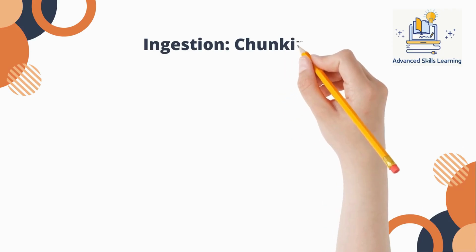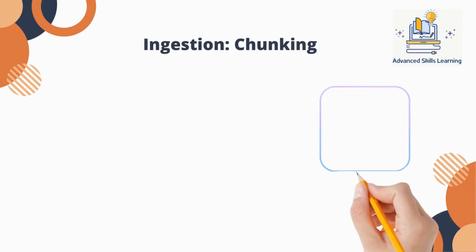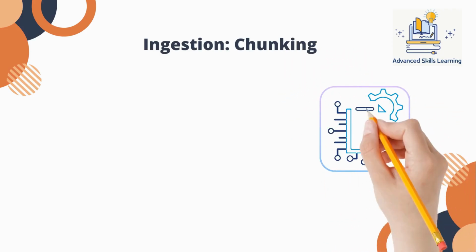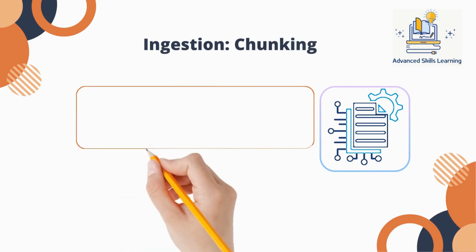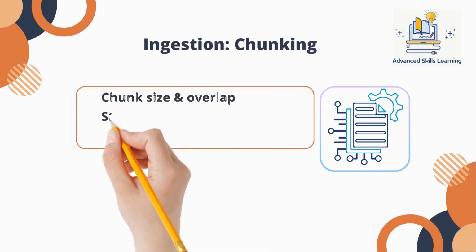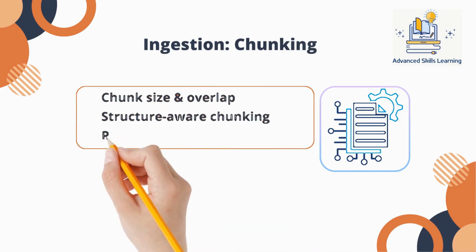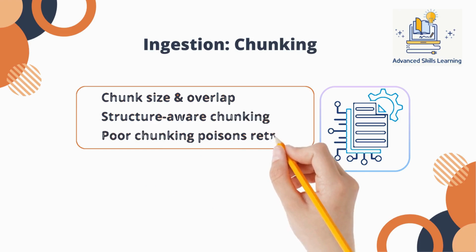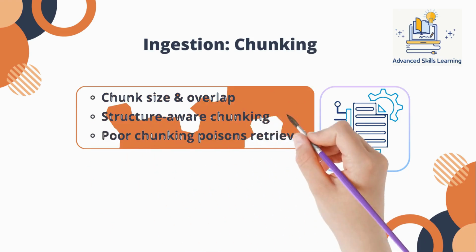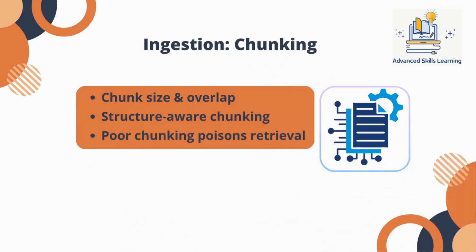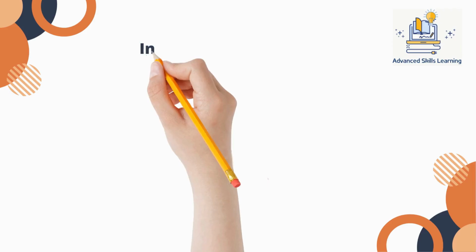Chunking is one of the most critical and underestimated decisions in RAG. Large chunks tend to mix unrelated ideas, while very small chunks lose the context needed for reasoning. Overlap, structure-aware splitting, and semantic boundaries all matter. Poor chunking doesn't just reduce accuracy, it makes failures unpredictable and hard to debug.